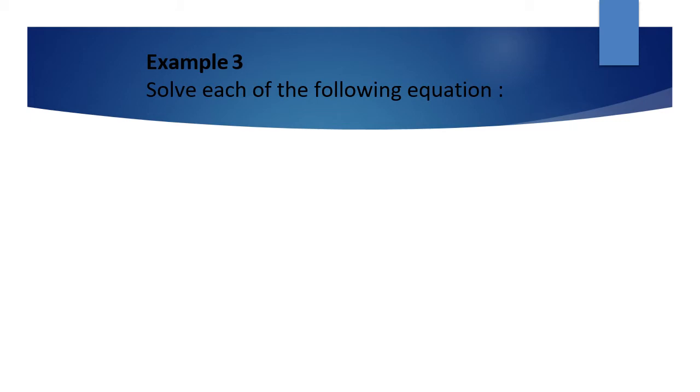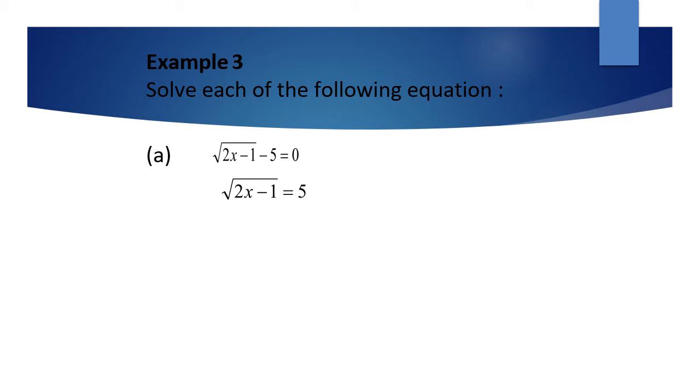So let's do some examples. Solve each of the following equations. So for equation A, we have the surd of 2x minus 1, minus 5, equal to 0. So we have only one surd. So what we should do is make sure the surd is on one side. So we can move the 5 to the other side. So we have surd of 2x minus 1 equal to 5.